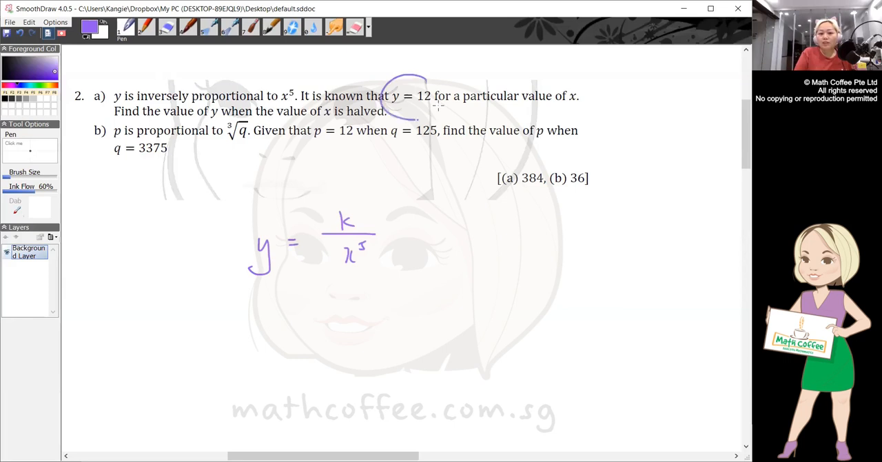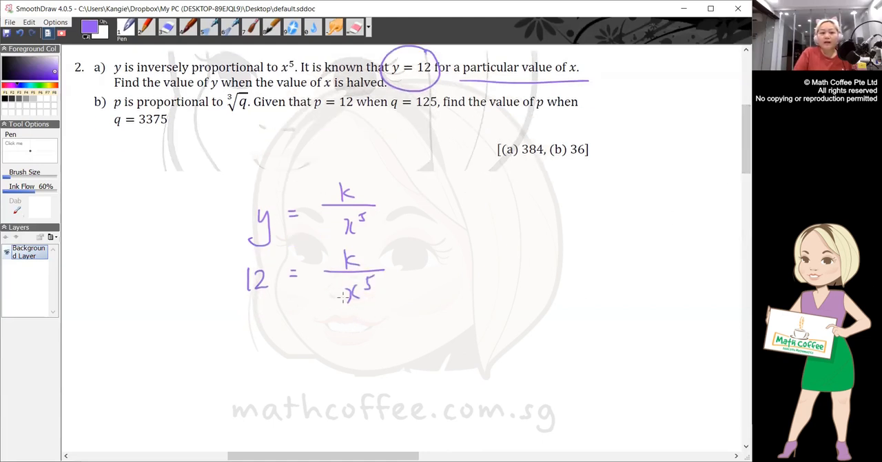Then they say that y is 12 for a particular value of x. So you will say, oh, 12 equals k over x^5. You leave it at this temporarily first. Then they say when the x is halved. So my new x, when x is halved, becomes half x. This is my new x. With my new x, I can find my new y by subbing it into this formula.